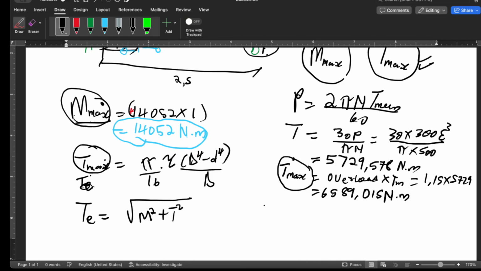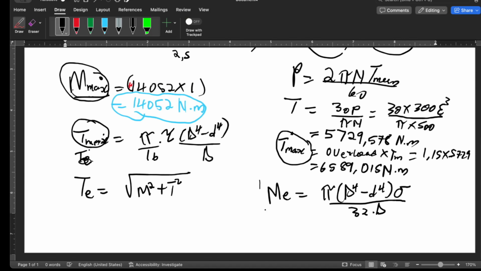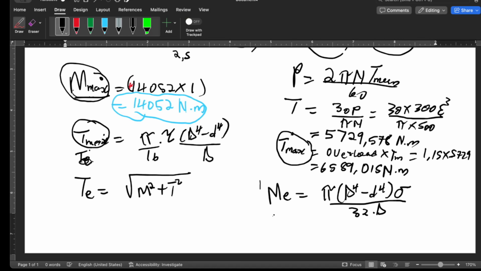On page 86, you will find that ME is equal to pi into D to the power 4 minus d to the power 4 times shear stress all over 32 times D. So now we have this formula. Let me write them both down here.